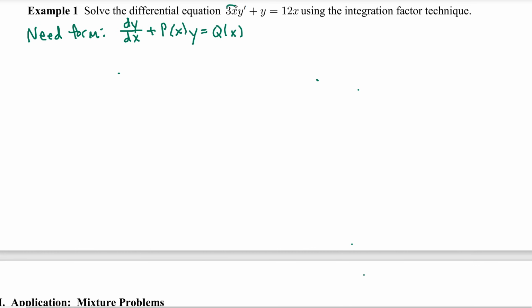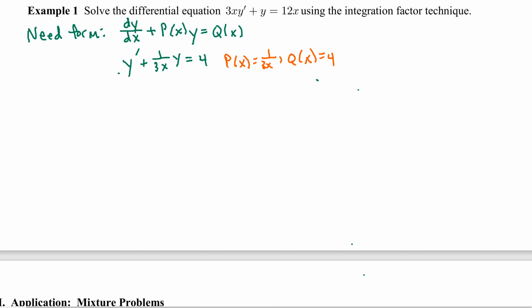It's going to boil down to simply dividing all of those terms by 3x. When we do that, we're going to obtain y prime plus, I'm going to write it as 1 over 3x times y, and 12x divided by 3x equals 4. So here we can observe that the function p of x is 1 over 3x, and q of x happens to be a constant function, 4.